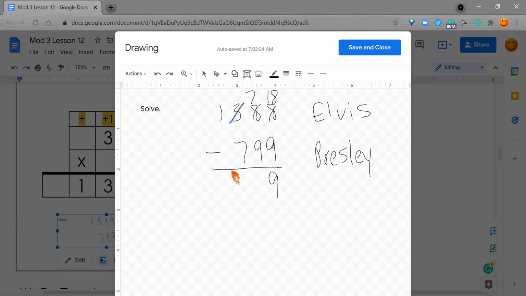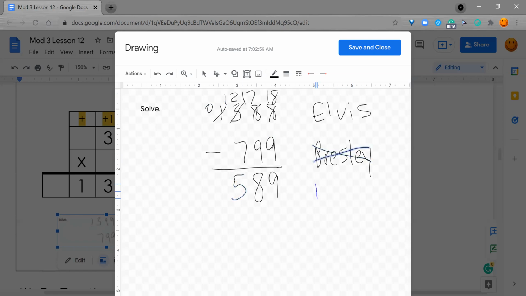I'm going to take 1 from the hundreds, so that becomes a 2. So now I have 10 tens plus 7 tens, which gives me 17. 17 minus 9 is 8. 2 minus 7, oh, good job. So we're going to regroup. I'm going to take 1 from the thousands, which leaves me 0 thousands. Now I have 10 hundreds plus 2 hundreds, which gives me 12 hundreds. 12 hundreds minus 7 hundreds is 5 hundreds. Very good. So this is what Presley has.